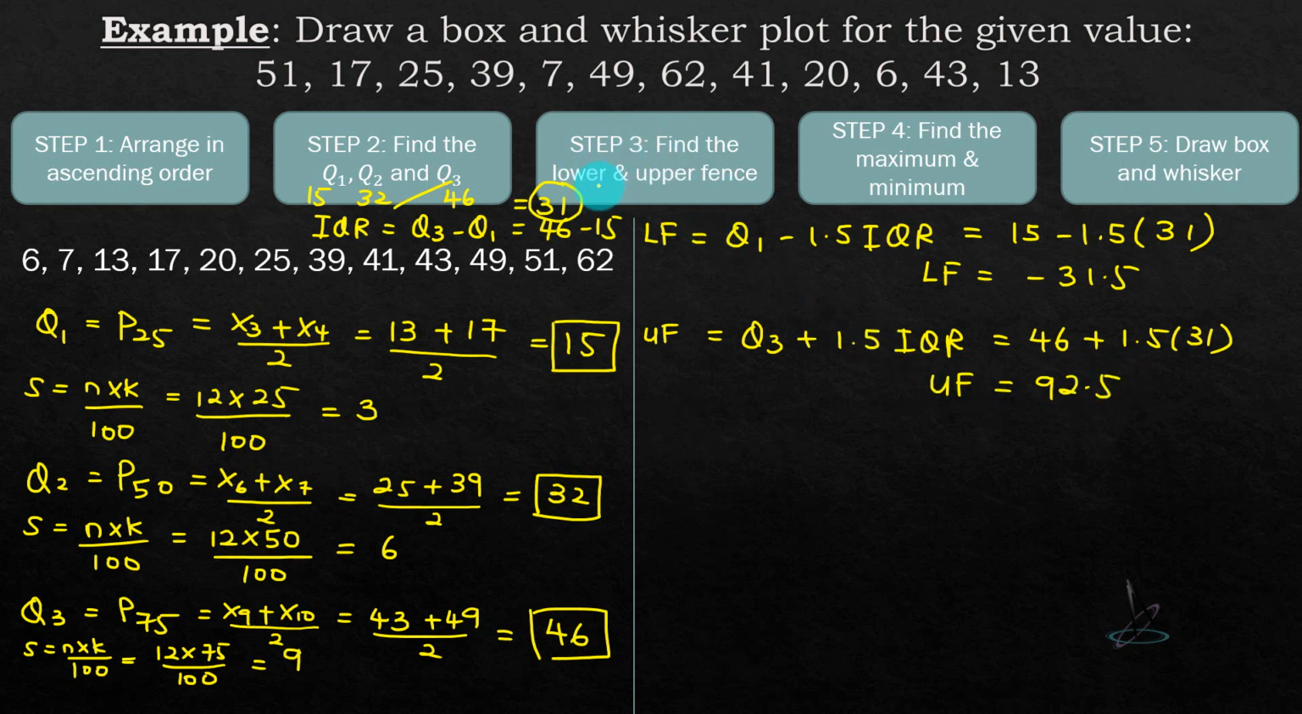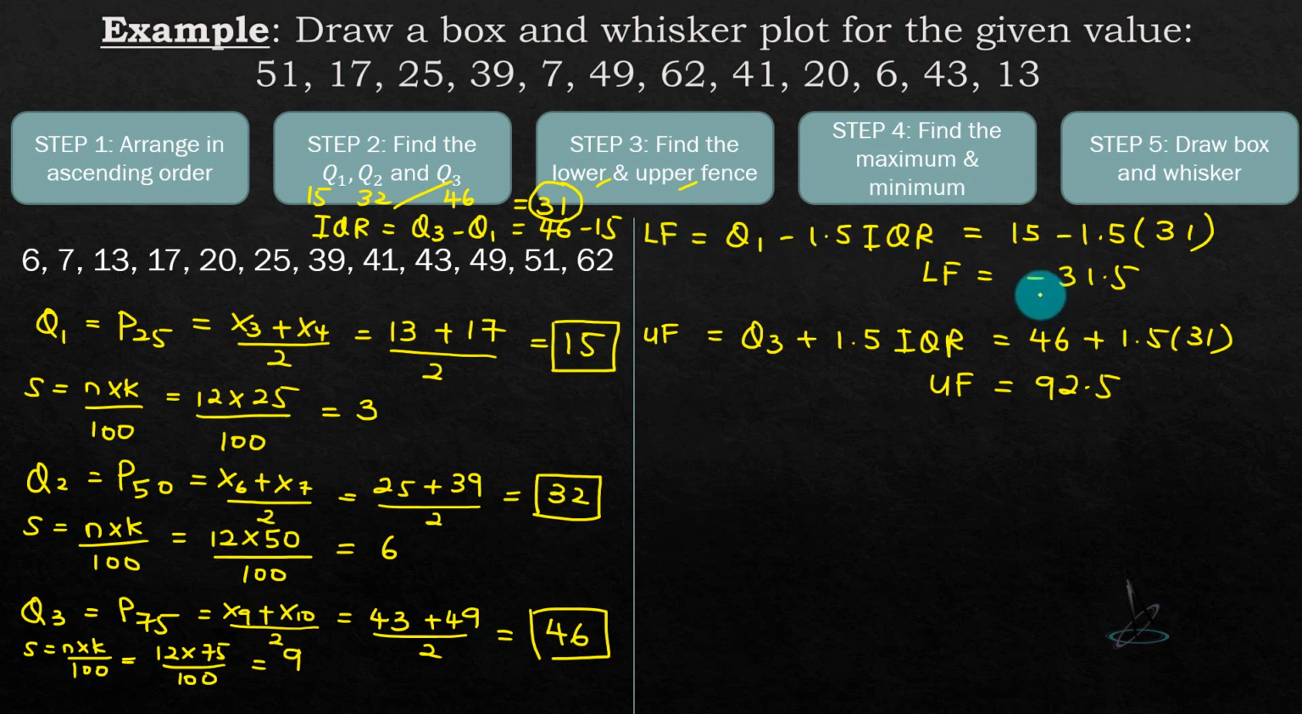So lower fence done, upper fence also done. So let us proceed to find the maximum as well as the minimum. So the maximum is the number before our upper fence. So minimum is the number after our lower fence.